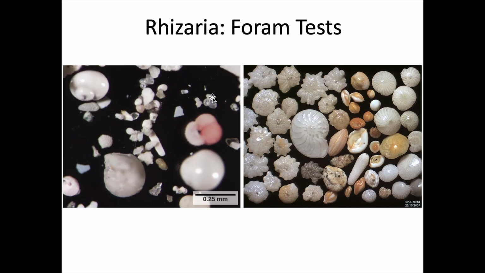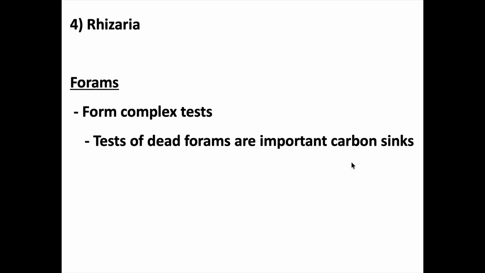So yeah, here's some of the diversity of these tests. This is trapping up carbon in these tests, and then it eventually sinks down, becomes mineralized into rock. This is a way of taking carbon out of an ecosystem, putting it into solid form, putting it into rock. The term we use for this is a carbon sink. So that's the important thing about these forams and their tests.